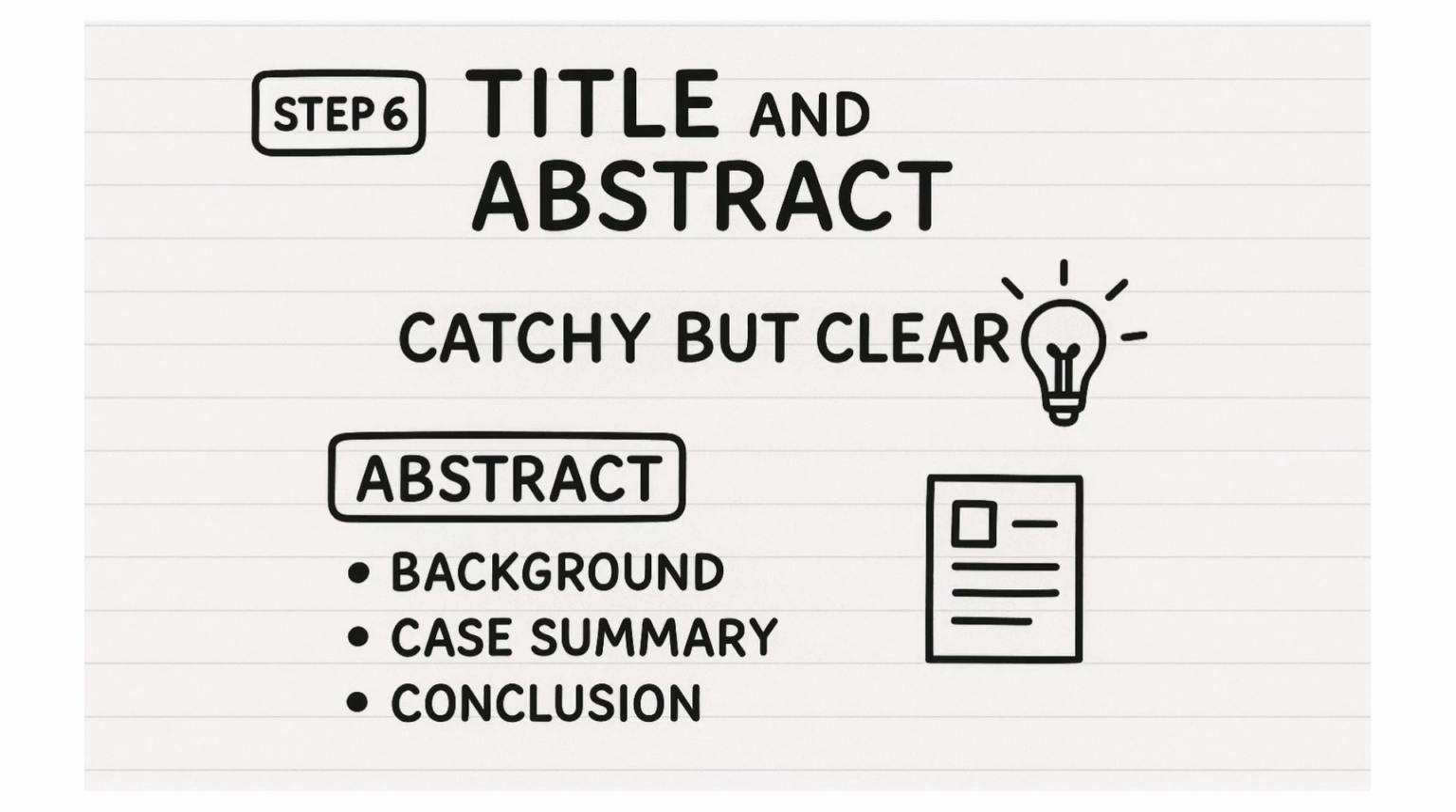Step 6, title and abstract. The final step is writing your title and abstract. Do this at the end. Your title should be catchy but also clear. It should grab attention while conveying the message. And your abstract should be short and structured by including background, case summary, and conclusion in a brief manner.